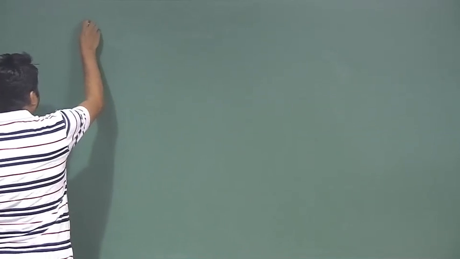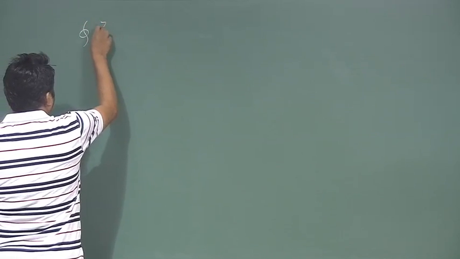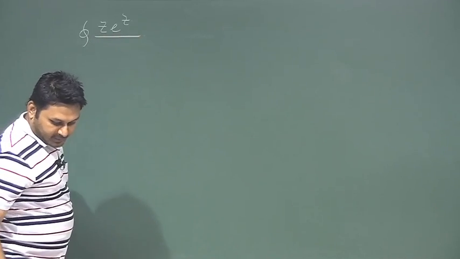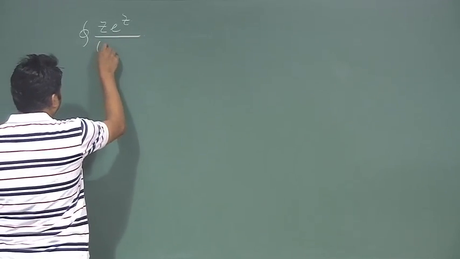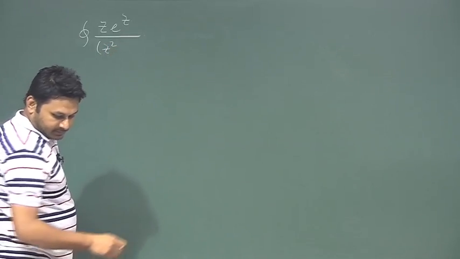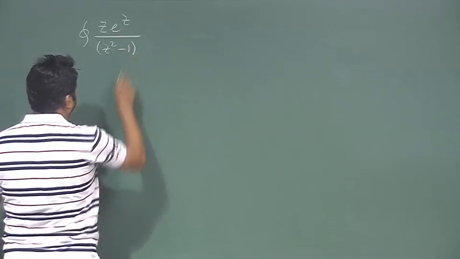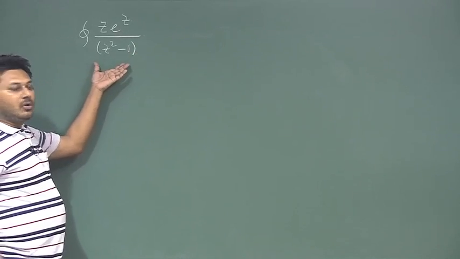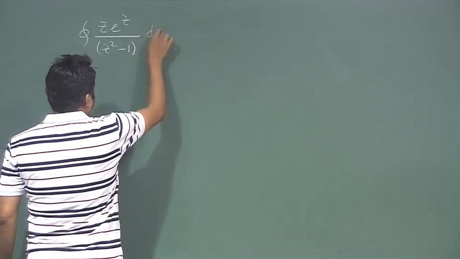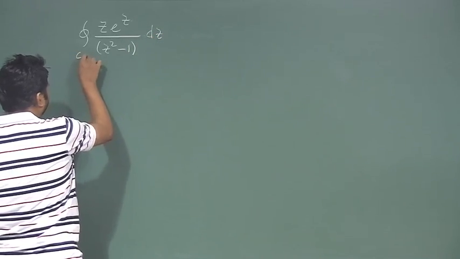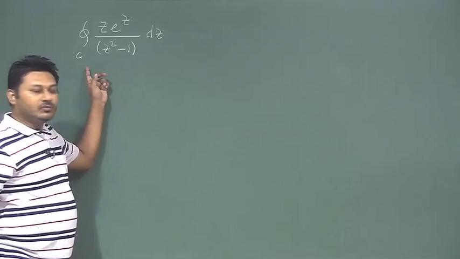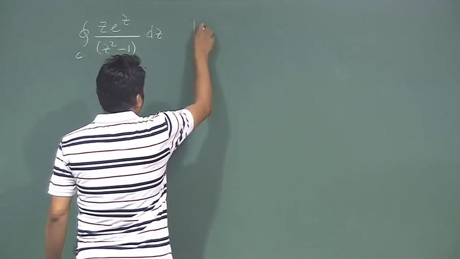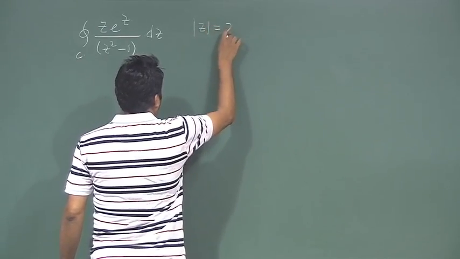The function is given as z e to the power of z divided by z square minus 1. This is the functional form that I have, and also we need to define the domain over which I am calculating that. So, the domain is defined as mod of z equal to 2.